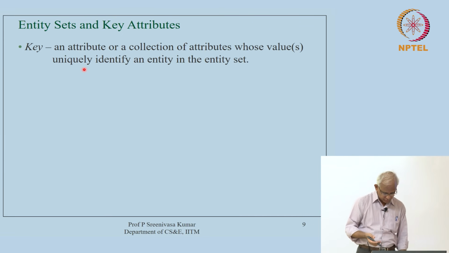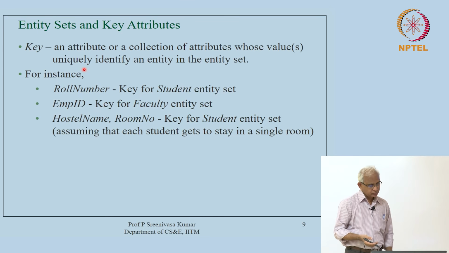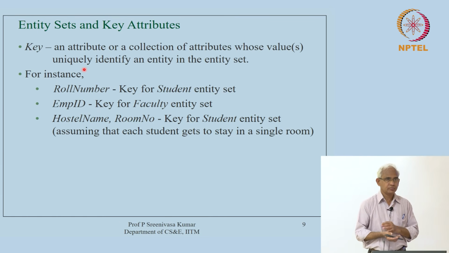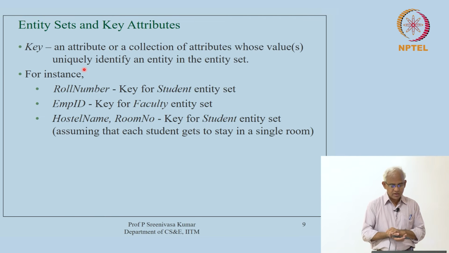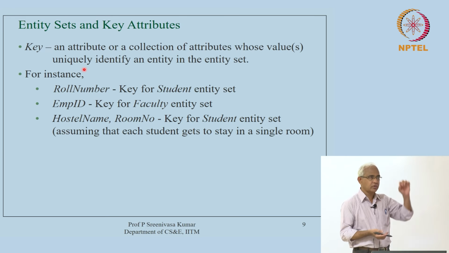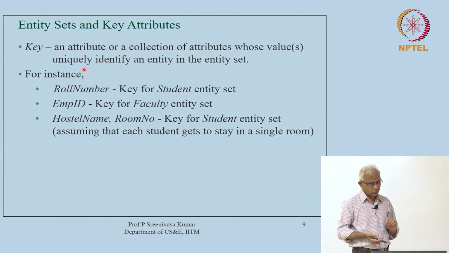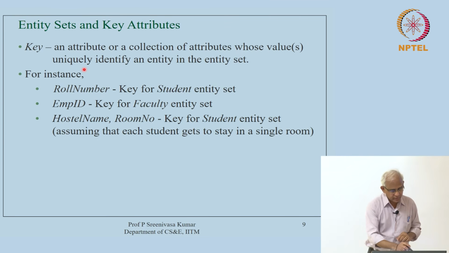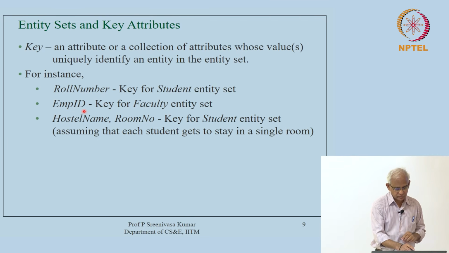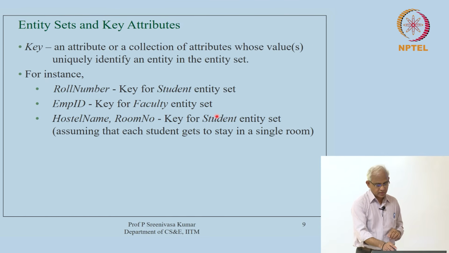So, let me give you some examples. The roll number is a key for the student entity set. The moment you give me a roll number, I will be able to identify what student you are talking about, who you are talking about. The employee ID is the key for the faculty entity set.